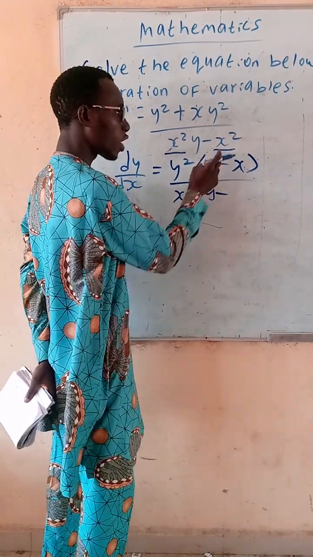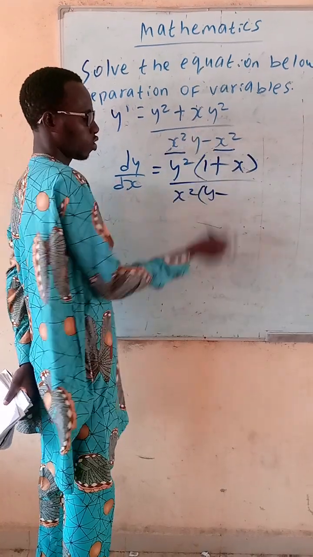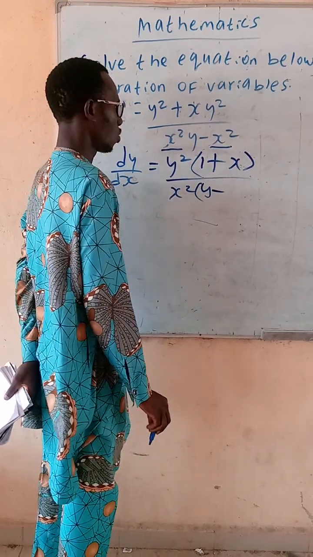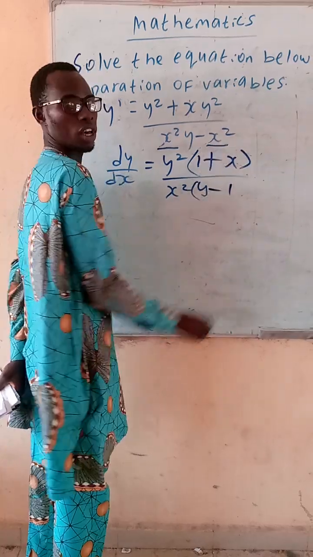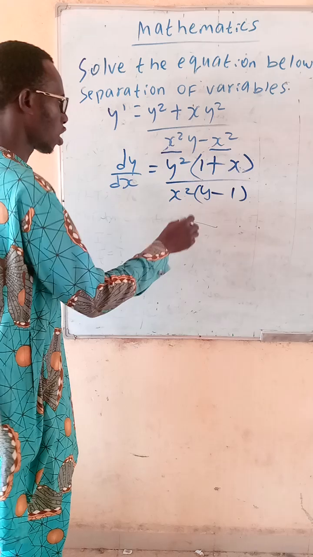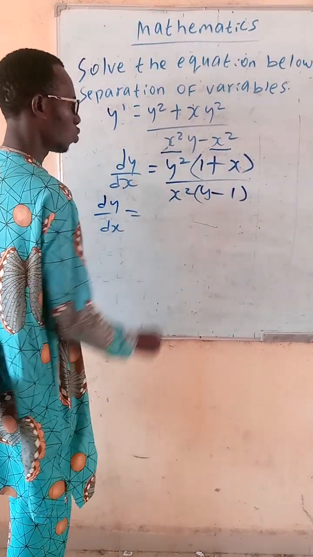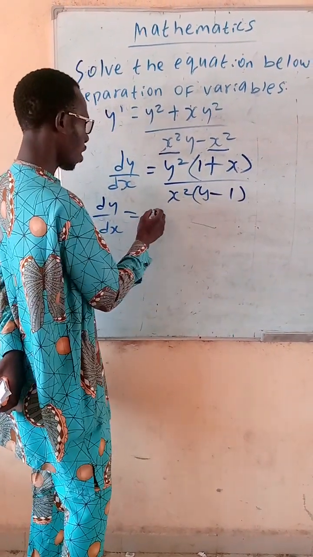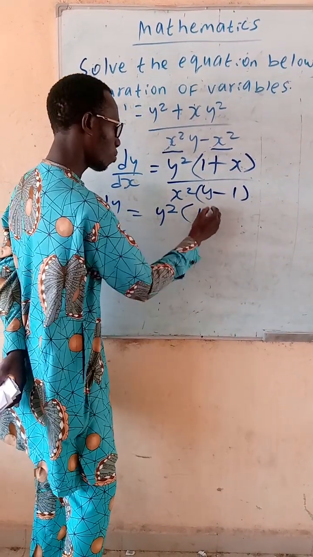So when we factor out x squared from x squared, what will you multiply to x squared to give you x squared? It's 1. X squared multiplied by 1 gives you x squared. Have you seen that now? So we have done that. So now let's proceed further. We have dy/dx equals to, okay, let me bring this one to this side. We have y squared, in brackets, 1 plus x.